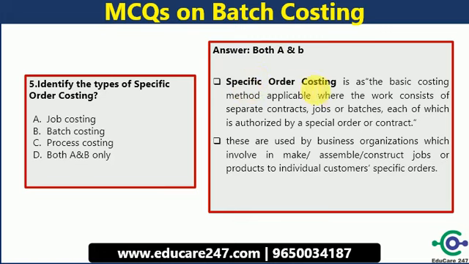Basically, specific order costing is the basic costing method applicable where the work consists of separate contracts, jobs or batches, each of which is authorized by a special order or a contract. When a company gets a special order on the basis of demand from a consumer, there will definitely be job cost and batch cost. These are used by business organizations involved in making, assembling or constructing jobs or products to individual customers' specific orders. This is all about your MCQs on batch costing.